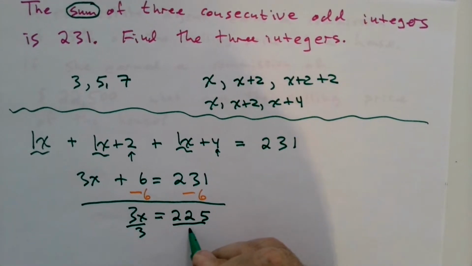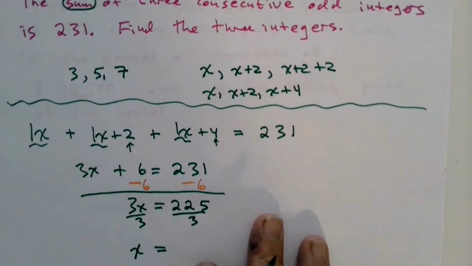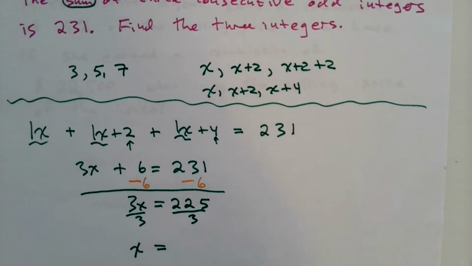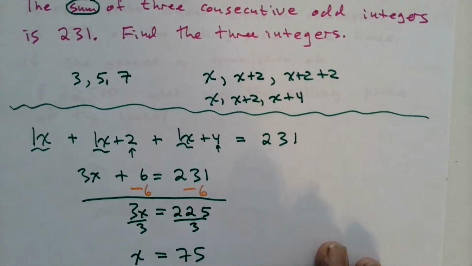So to solve for x, I'm going to divide both sides by 3. Divide this side by 3, divide that by 3, and I get 1x. 3 over 3 is 1x equals 225 divided by 3. 225 divided by 3 is 75. But again, the question asked me to find the three integers.